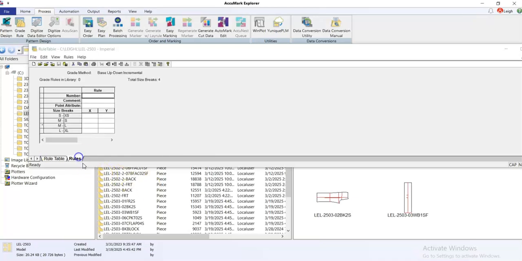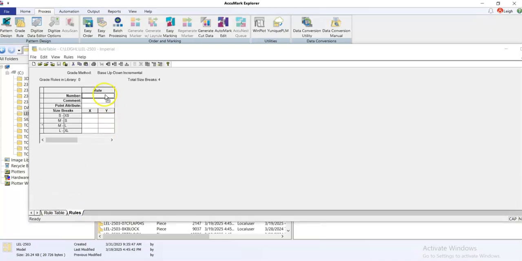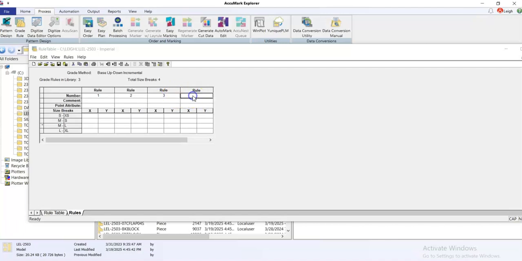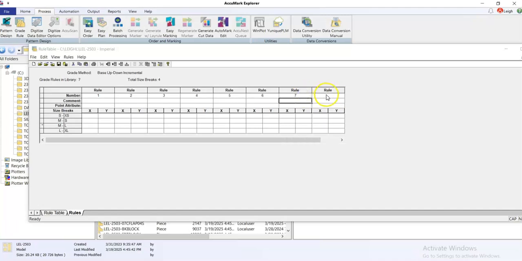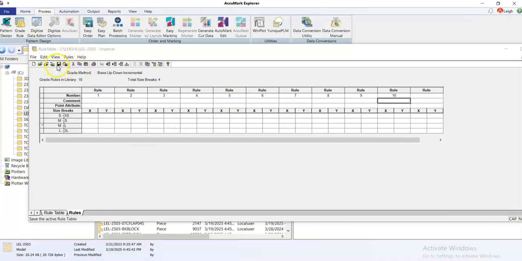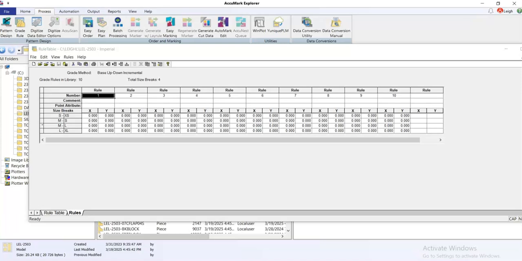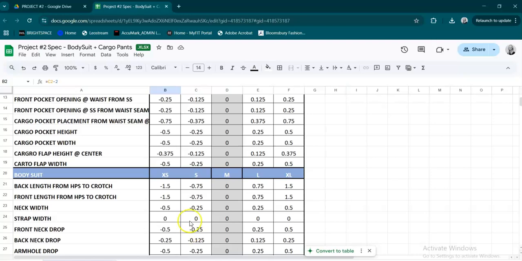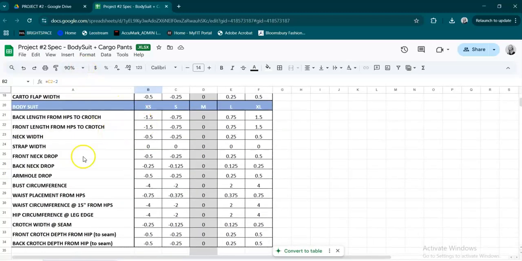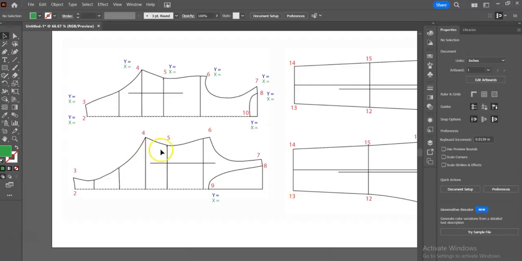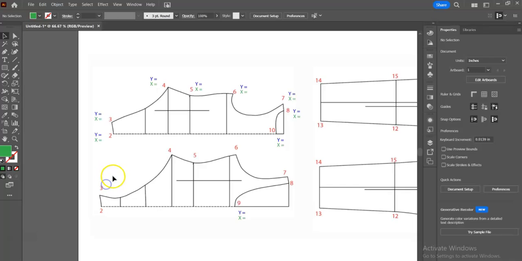Okay. Then I'm going to go into the rules, and I'm going to go ahead and make myself a few rules here. So for the bodysuit, we will have rules 1 through 10. Okay, I'm going to save this. Now we're going to use the graded spec here. Okay, we're going to use the graded spec alongside the schematic to try to get you a good visual.